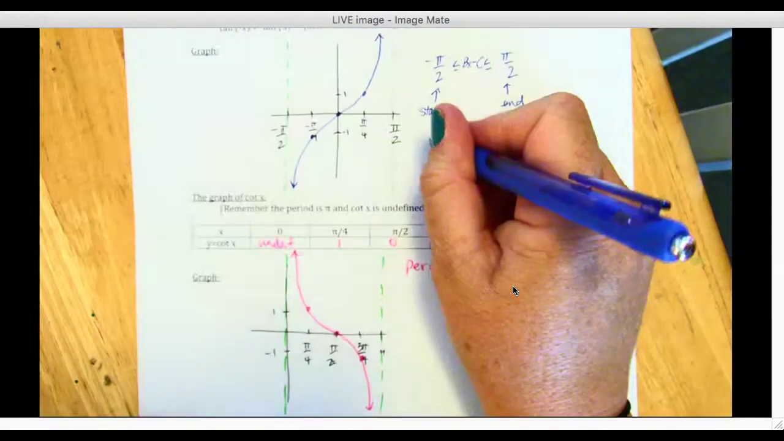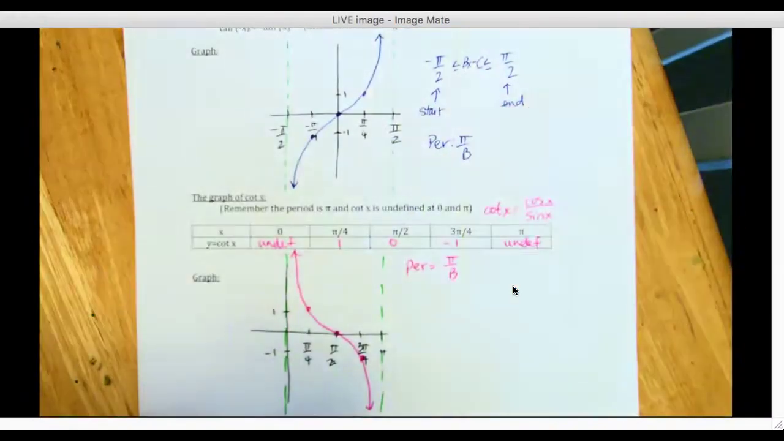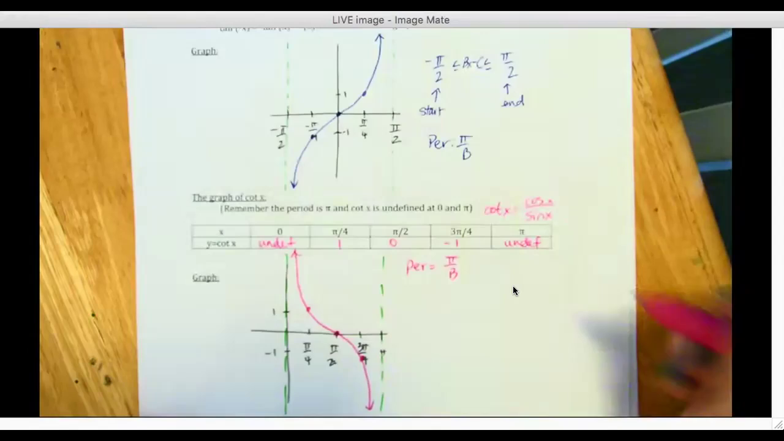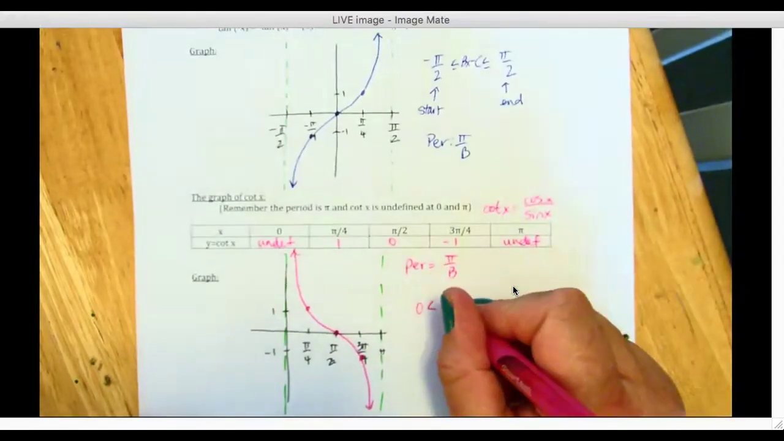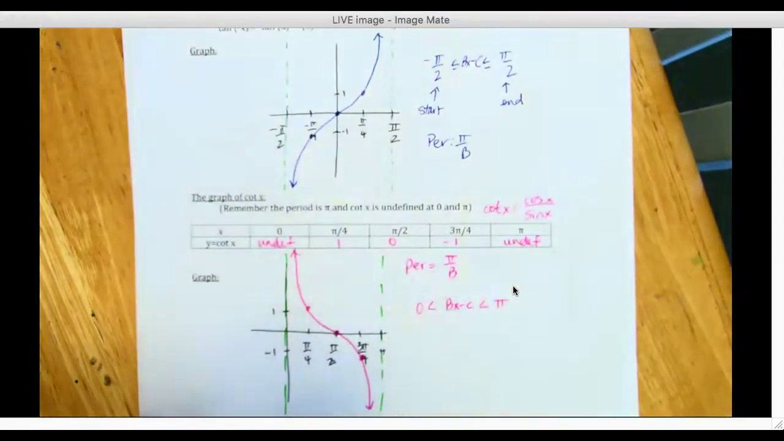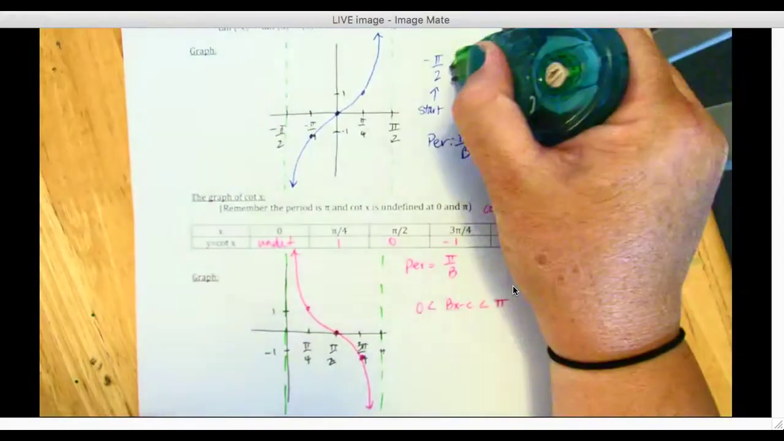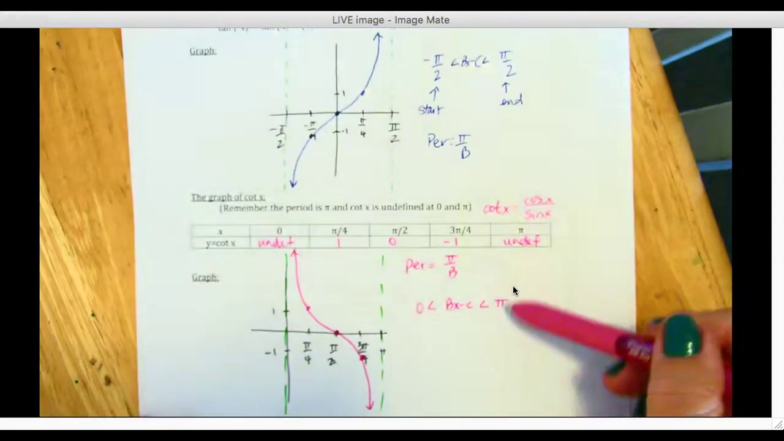And this one also is a period of pi. If they have a b value, then it would be pi over b. So cotangent is normally bx minus c between 0 and pi, and then you could solve for the x value by adding c and dividing by b.